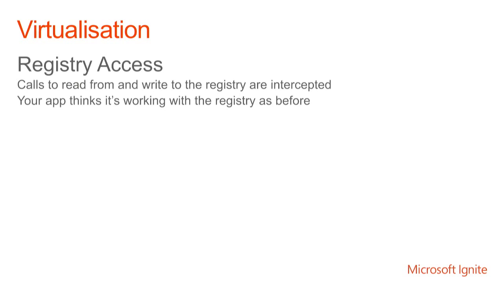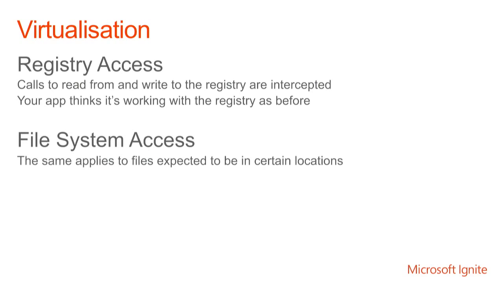So calls to read from and write to the registry are intercepted. So without changing any of your code, your app is going to be duped into thinking it's working with the registry the same as it always did. In practice, behind the scenes, things are moving more towards the AppX model, the Windows 10 app model, and it will be contained. And you'll see a bit about that when we run through an example a little later.